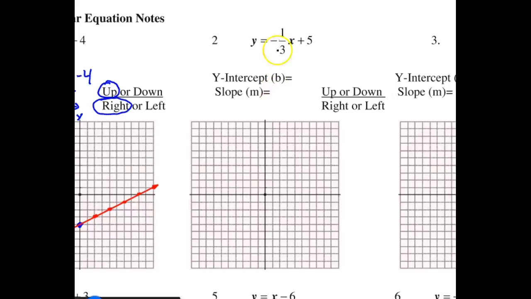Okay, number 2. What's the y-intercept on number 2? 5. And what's the slope? -1/3. So that's going to be down 1 and right 3. We go down 1 because it's negative, and then to the right 3. Starting at +5. So go to the middle. Go up 5. 1, 2, 3, 4, and 5.